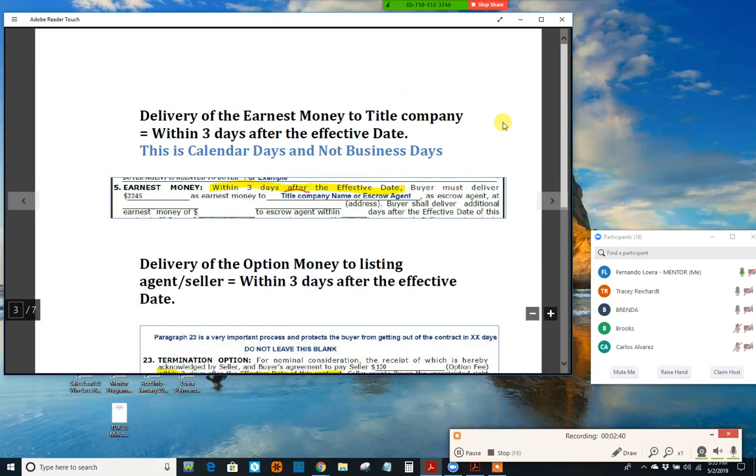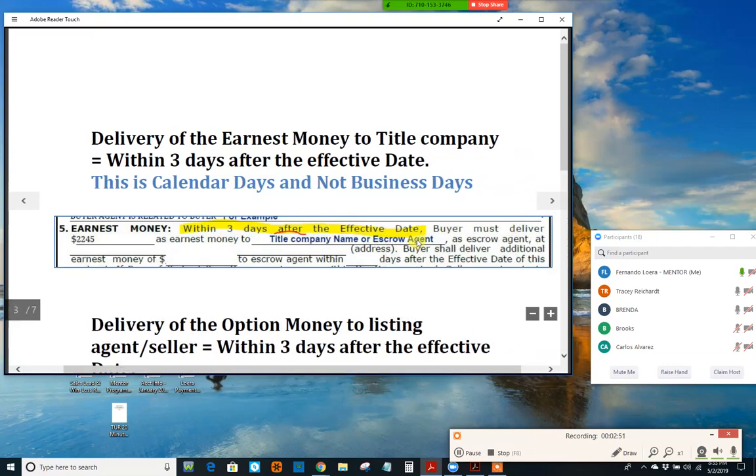So, the delivery of the earnest money to the title company. Here's an excerpt of the contract, and hopefully everyone can see that. I can zoom in a little bit more. This is found on page 1. In paragraph 5, the earnest money, it says within 3 days after the effective date, buyer must deliver, for example, here I have $2,245 as earnest money to the title company. It's saying here after the effective date. It doesn't say prior to, or from the effective date. It's after the effective date. So you've got to keep that in mind.